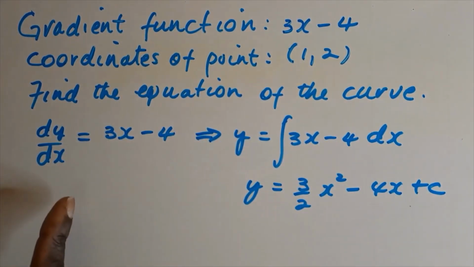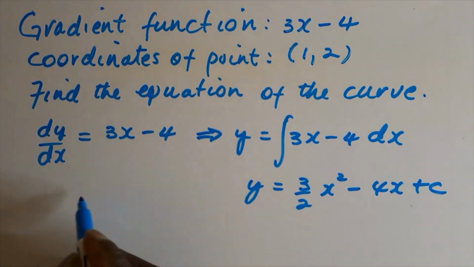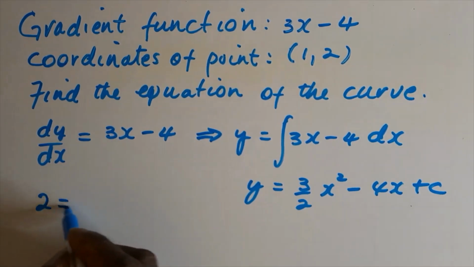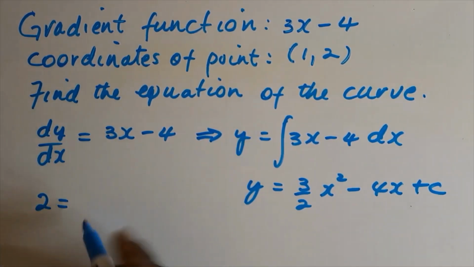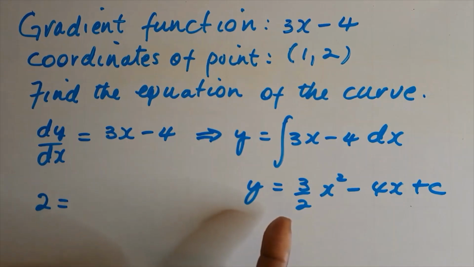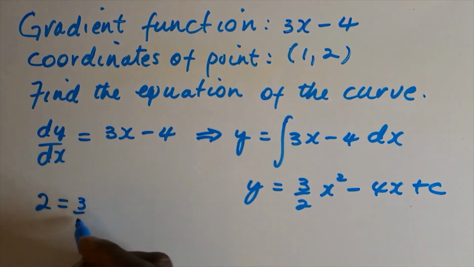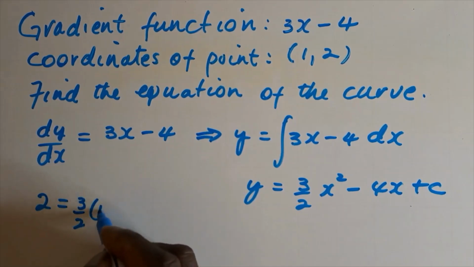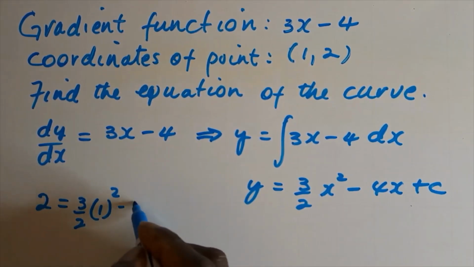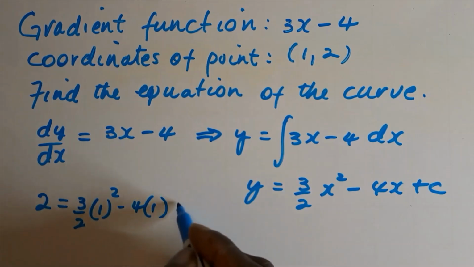Well, we're given the coordinates of the point on the curve, which is (1, 2). So when x is equal to 1, y is equal to 2. So we'll substitute x equal to 1 into this equation. We'll have 3 over 2, 1 squared, minus 4 times 1, add c.